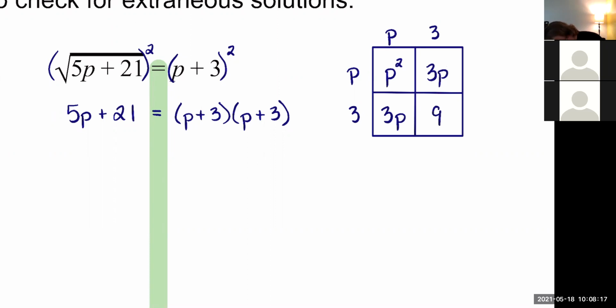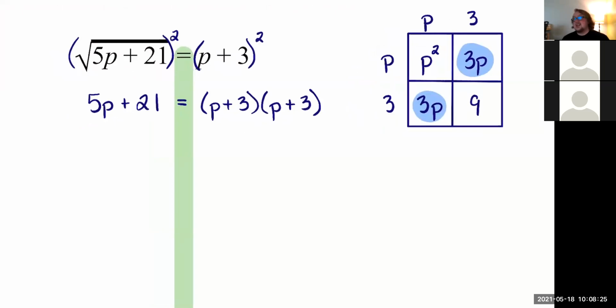And similar to the earlier one, check that diagonal. You're going to see some like terms there. That's pretty convenient. So when I go to write this out as a nice clean trinomial, the right-hand side of my equation now becomes p squared plus 6p plus 9. Bring down the 5p plus 21 because we haven't done anything with those yet. And this equation now has become what? Quadratic. So we went from radical to quadratic. We changed our steps now.